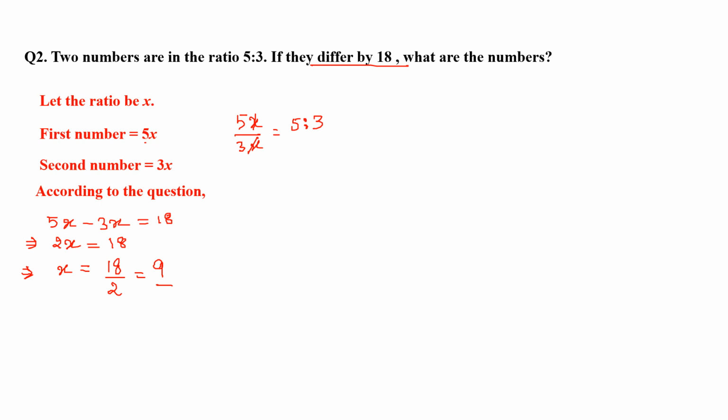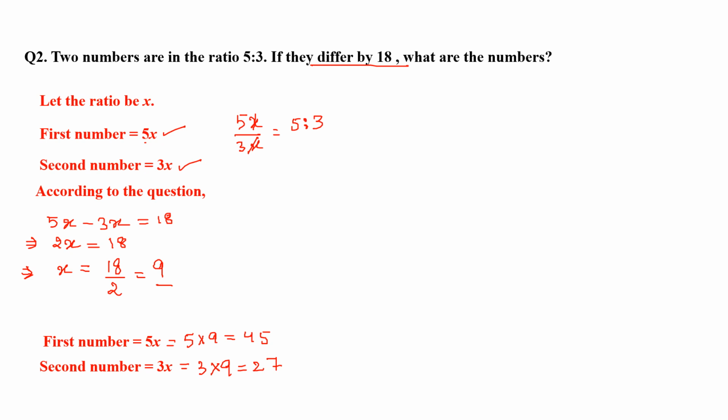But your first number is 5x, means 5 times 9. And second number is 3x, which is 3 times 9. So let's find that. So first number is 5x, which means it is 5 into 9, which will give you 45. And the second number is 3x, which is 3 into 9, which will give you 27.